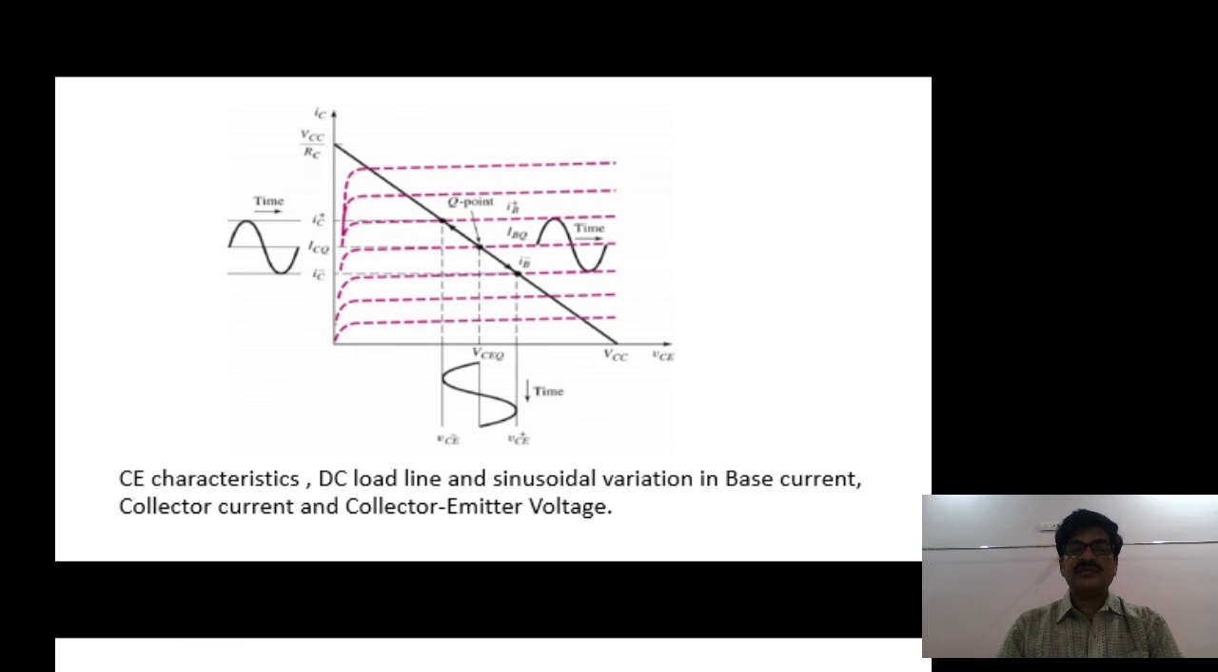This current produces a voltage drop across the RC resistor. Hence you can observe an alternating VCE voltage between collector to emitter. That voltage is considered as the output voltage. Right? This is the graphical analysis for the simple transistor amplifier diagram. Right?